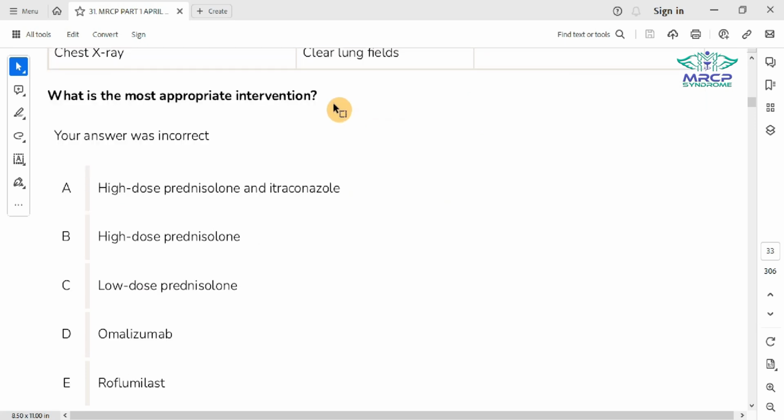Next. What is the most appropriate intervention? High dose prednisolone and itraconazole, high dose prednisolone, low dose prednisolone, omalizumab, roflumilast.